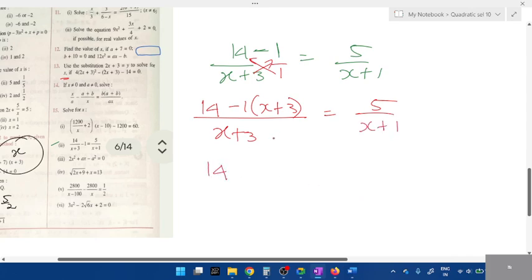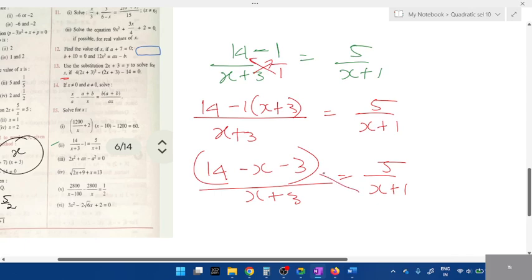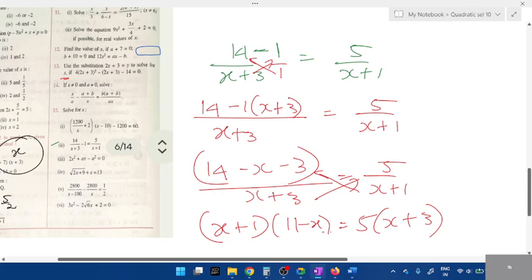Okay. 14. Don't write, students. Look at the screen. If you open the bracket, minus x, minus into plus is minus 3, divided by x plus 3 is equal to 5x plus 1. What's the next step? We need to x plus 1 into 14. Sorry, what is 14 minus 3? Before writing, what is 14 minus 3? Minus x. After this, you'll know how to solve, right? Open the bracket, arrange it. Okay. Be quick, make a note of this. We'll move on to the next one.